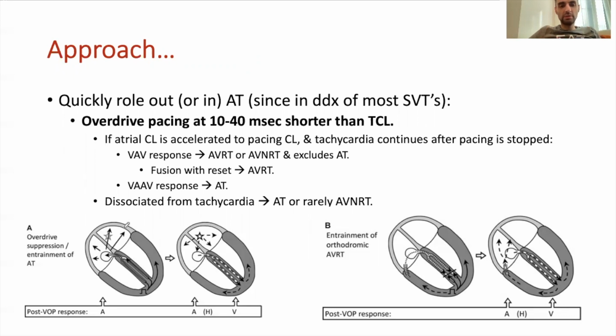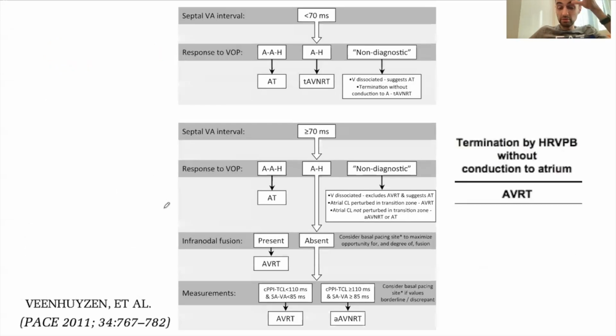Okay, so again, now you have an SVT case. Just in summary, we pace into that tachycardia. We want to ventricular pace into that tachycardia to rule in or out atrial tachycardia relatively quickly. So again, you pace slightly faster. If the atrial cycle is accelerated to the pacing cycle length and tachycardia continues after pacing is stopped, you want to see whether there's a VAV response, fusion with reset, VAA response, or if you dissociate the V's from the A's. All these things you want to take note of. This is the algorithm that you might use to figure out a specific case.